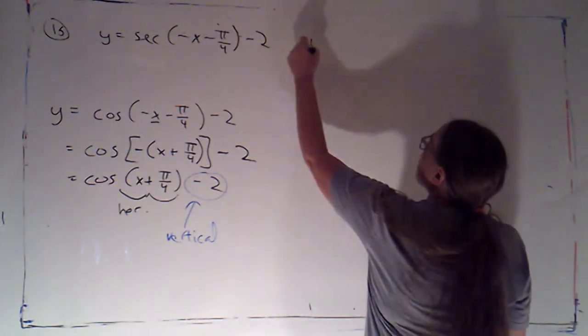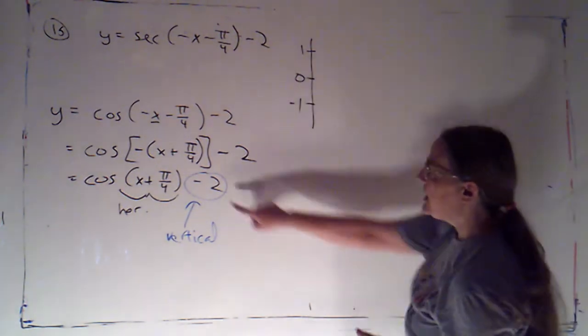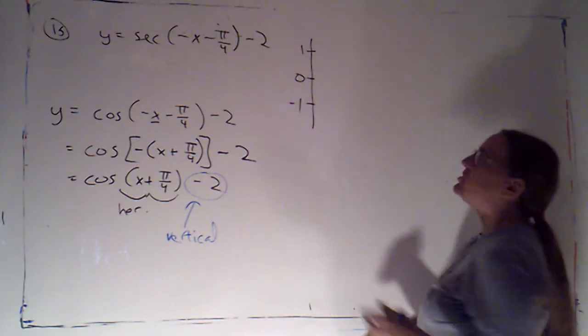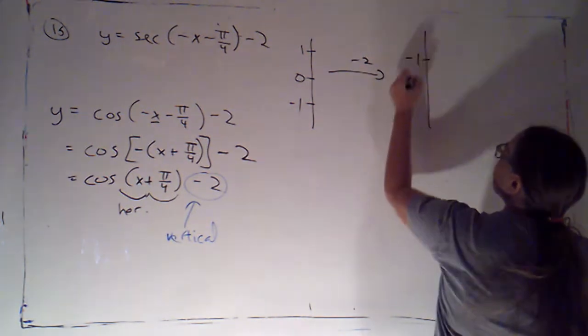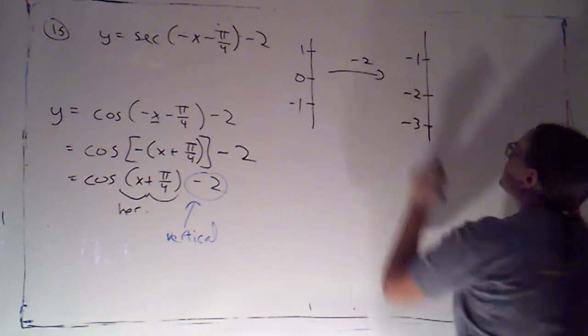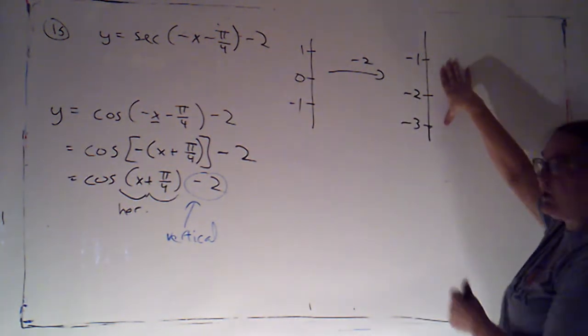A regular cosine would have a high of 1, middle of 0, and a low of negative 1. I'm subtracting 2, that's going to move everything down 2. So 1 minus 2 is negative 1, 0 minus 2 is negative 2, negative 1 minus 2 is negative 3. These are going to be the y values that I care about.